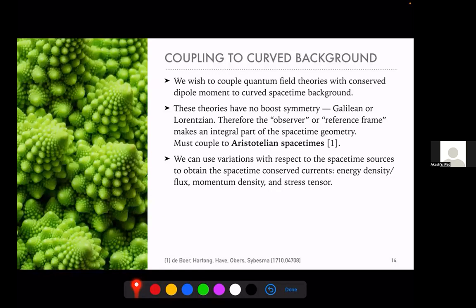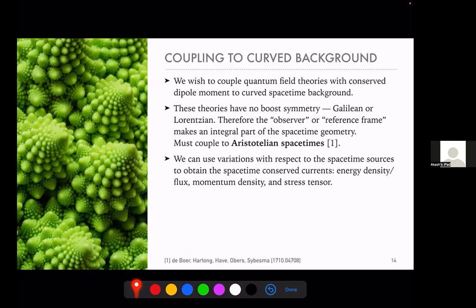This was mostly what I wanted to say about dipole symmetries and fractonic systems in general. Now I want to do something slightly more technical, which is that I want to couple these systems to some background spacetimes.